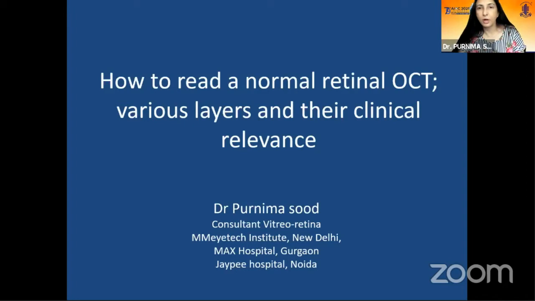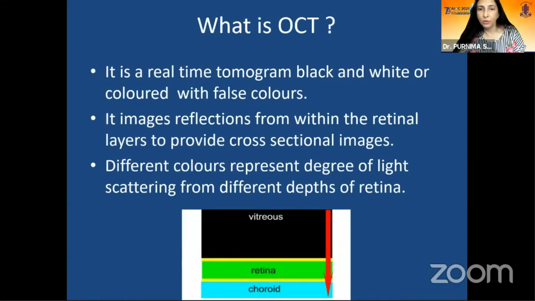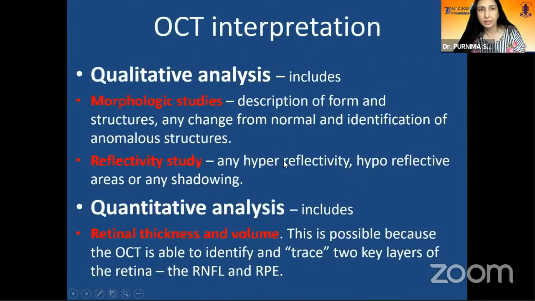So I'll be talking about how to read a normal retinal OCT, what do we see and how to read them. As we all know, the OCT is a tomogram of black and white, and it's only colored with false colors. And it is possible because of the varied reflections from the different retinal layers.